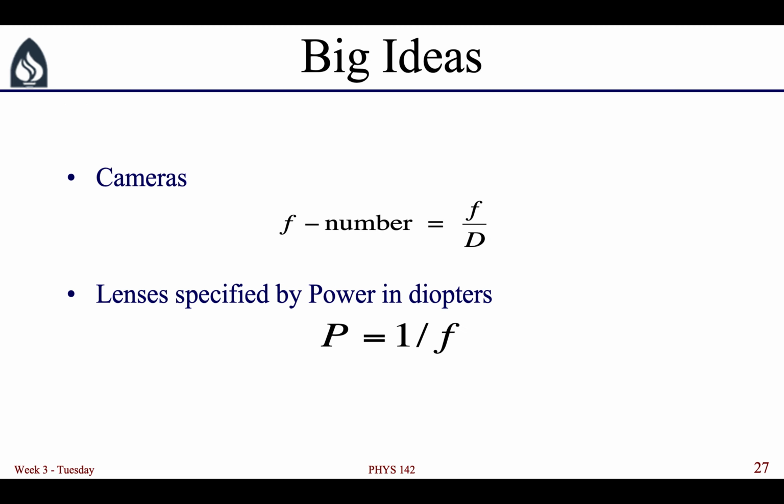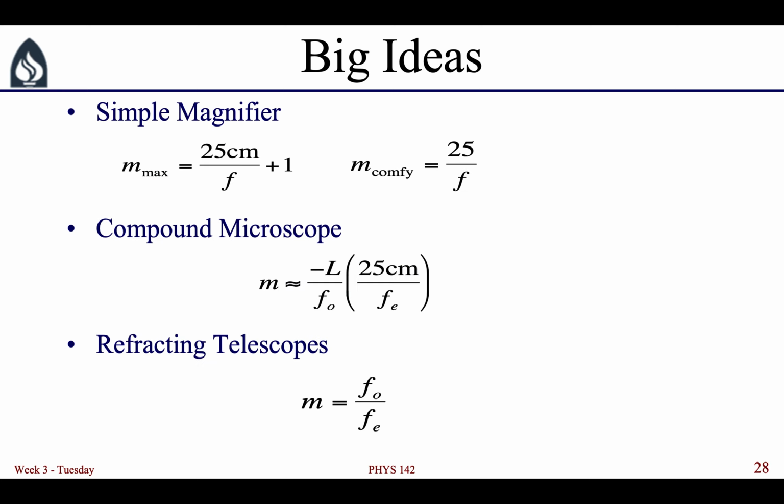So here are the ideas that we looked at today. We looked at cameras and saw how the f number or f-stop controls the size of the aperture that the light comes through. We looked at how lenses, when you get a glasses prescription, are specified by power in diopters, where you take 1 over the focal length in meters. We've also looked at a simple magnifying lens, compound microscope, and refracting telescopes, and seen how to find at least approximate expressions for all of the magnifications for these devices.